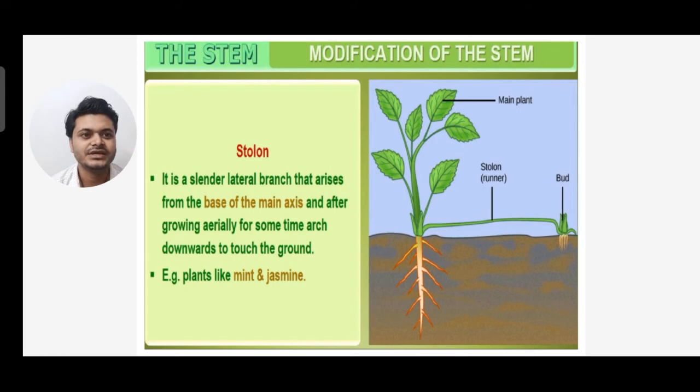You can see the stolon has arisen from the base of the stem, and then after going parallel to the ground, it again bends down and touches the ground. Examples are plants like mint and jasmine.